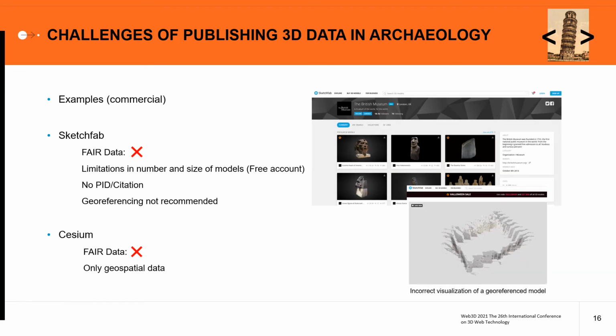And there are of course commercial providers. You probably all know Sketchfab, which is widely used also for some museum collections. But the problem here is that you cannot really cite this data in an academic way, and you have limitations for the number and size of the models. So you cannot provide the highest resolution, and hence Sketchfab does, in my opinion, not meet the FAIR data principles, and so it cannot really be used for hosting research data. The same applies for Cesium, where you could in theory publish also georeferenced 3D data. But of course you can use Sketchfab to quickly share your data just to show the data to someone else.